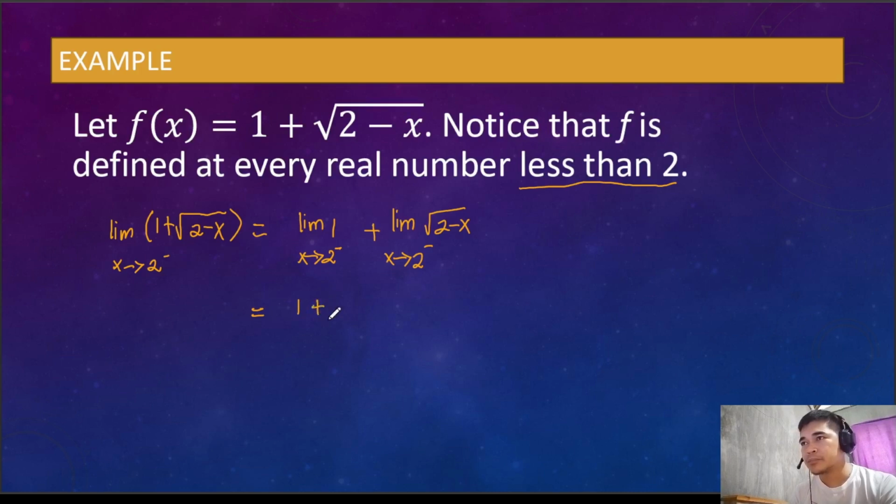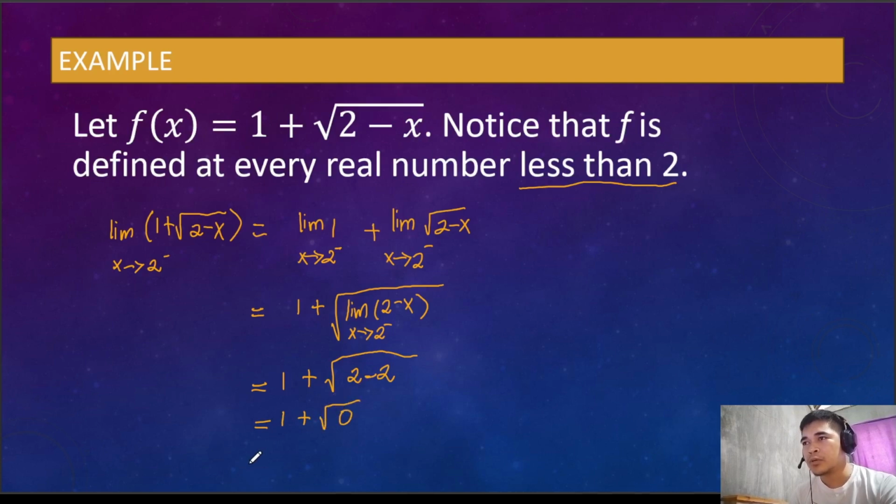Then plus, so the limit of 1 plus square root of 2 minus x as x approaches 2 from the left. Proceed: the limit of 2 is 2, right? And then the limit of x, this is the variable, is equivalent to the value of 2. So we get 1 plus square root of 2 minus 2, that is 0. So the remaining now is 1. So that is the limit of 1 plus square root of 2 minus x as x approaches 2 from the left.